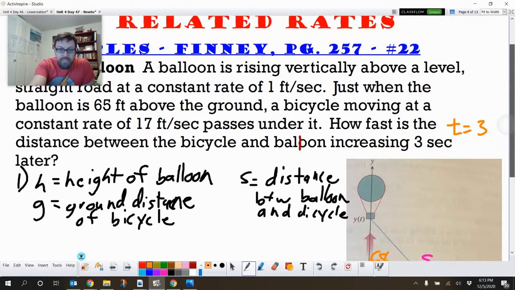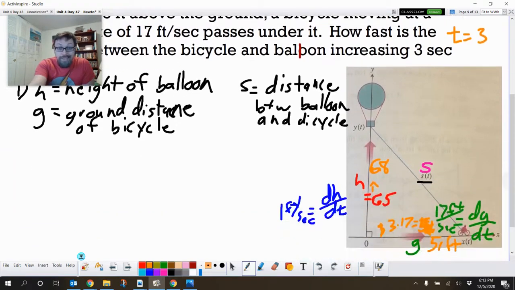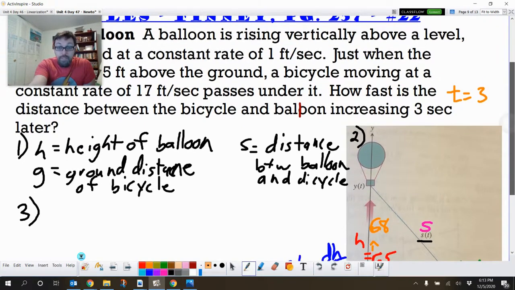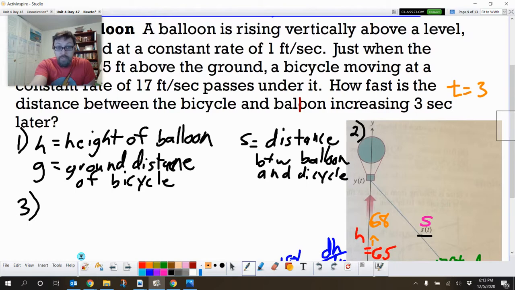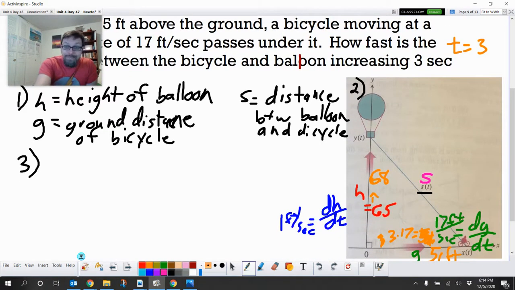Let's see, I've got the 65, I got the 17, I got the 1 foot, I got the 3 seconds. I think we've got everything in our diagram. Excellent. Now, what are we even looking for in this thing? So this was all step 2. How fast is the distance between the bicycle and balloon increasing 3 seconds later? So what is our change between those two things? What is our ds over dt?